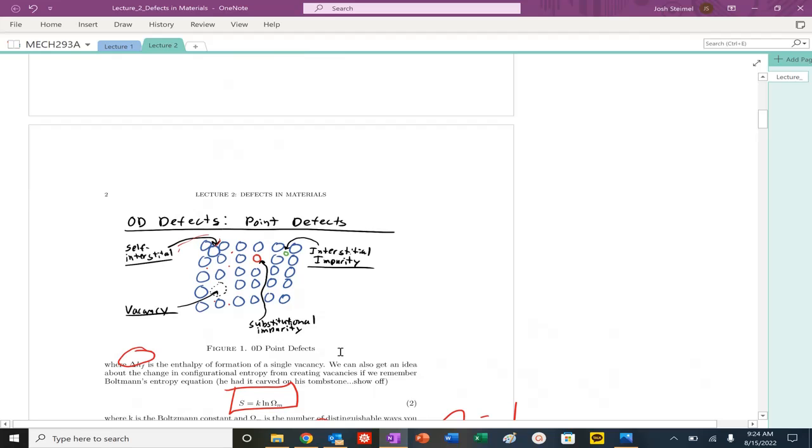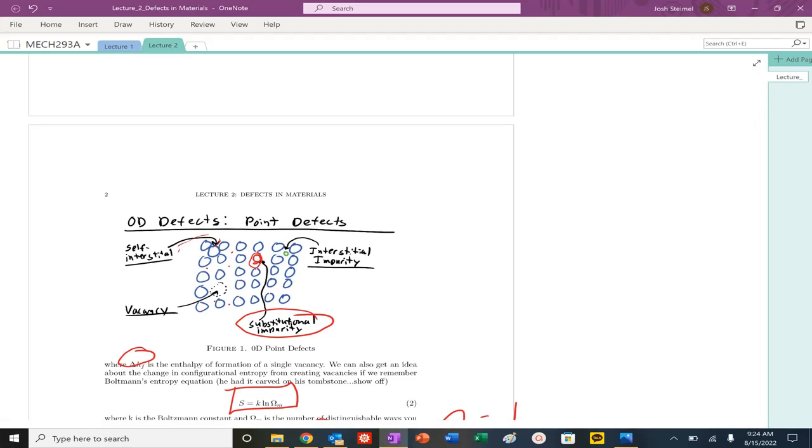So I could have a substitutional impurity. Instead of a blue atom here, like iron, I could substitute with another atom. Typically, again, we're not drawing this to scale, but if you substitute an atom, it's going to be either larger or smaller, and that will affect the local stress and strain states there.